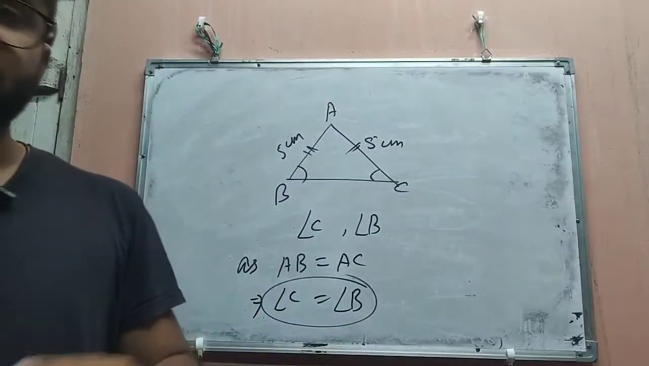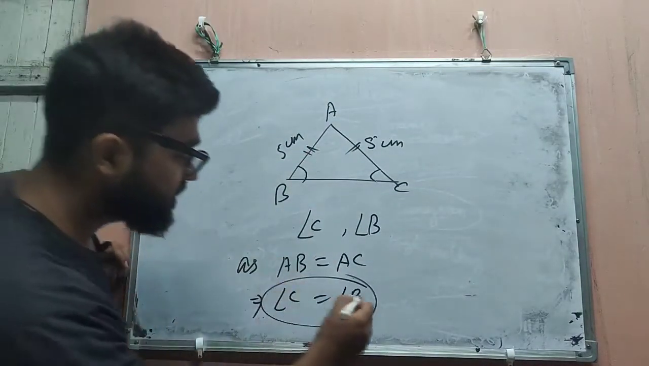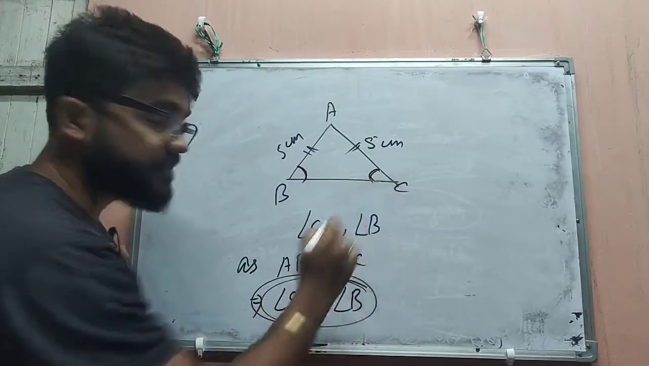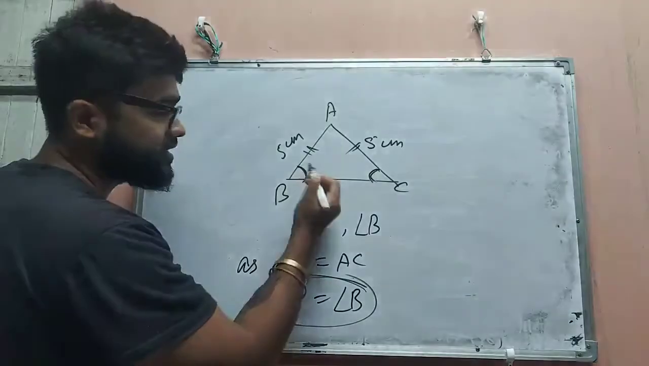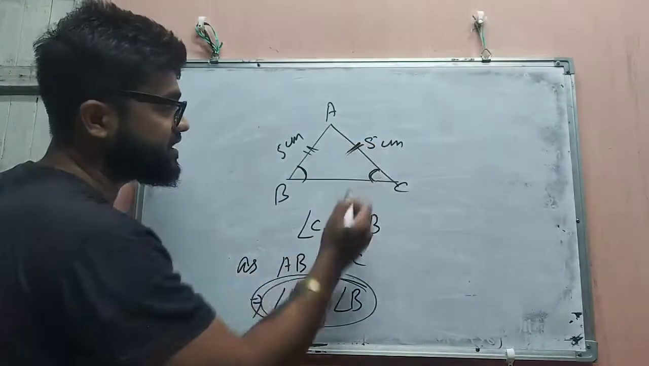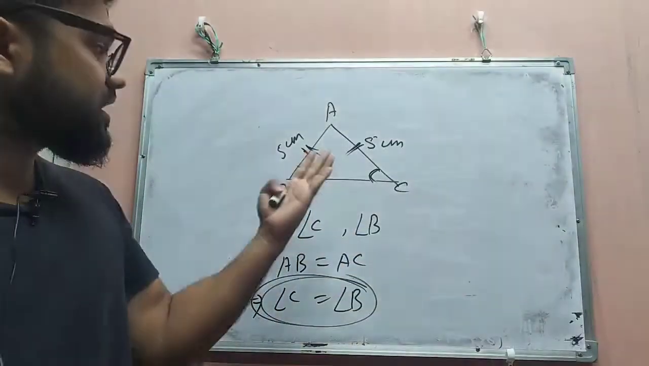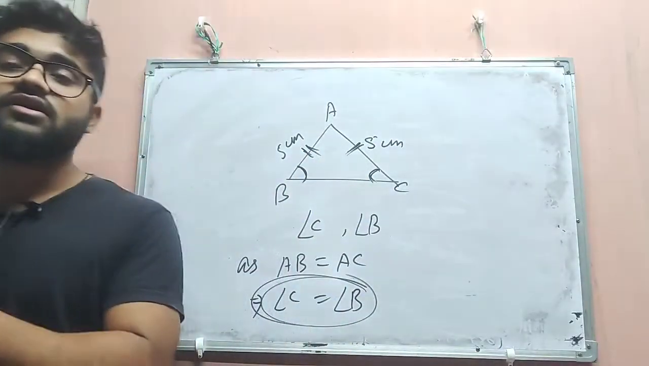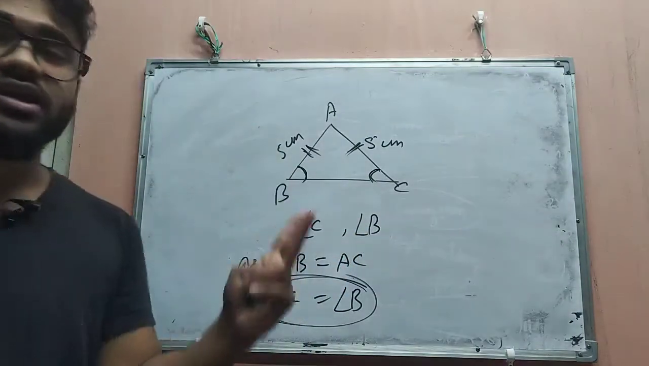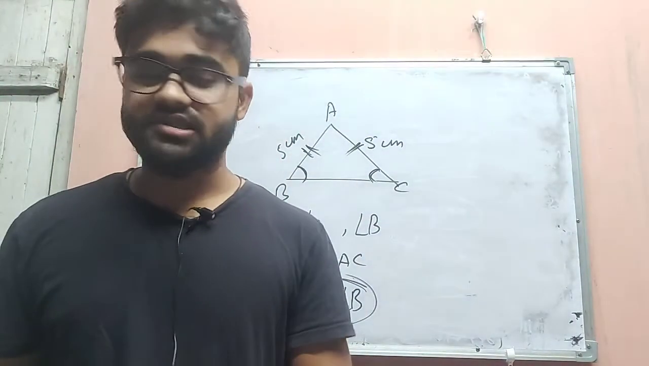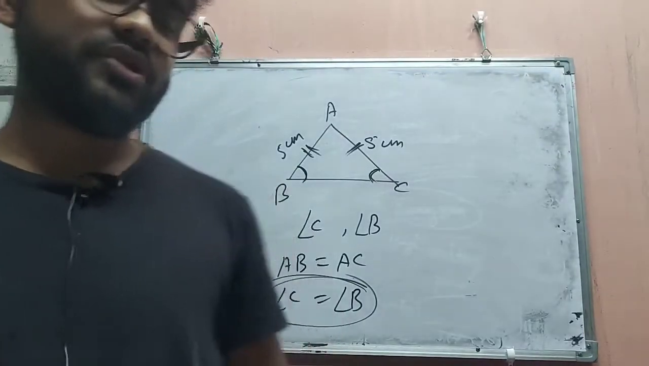Secondly, the sides opposite to equal angles of a triangle are equal. Inversely, if the angles are equal, then the opposite sides of these two angles, this is AC and this is AB, will become equal, because they are the sides opposite to equal angles. By relating these two, we can do some mathematics from exercise 6.2.